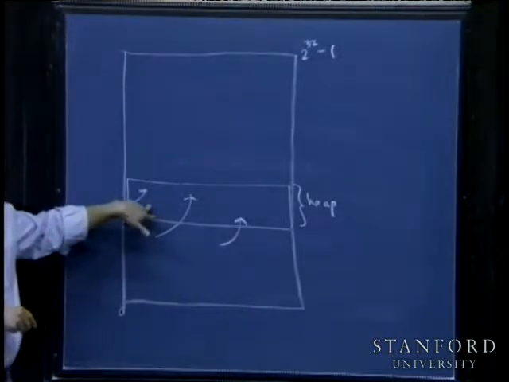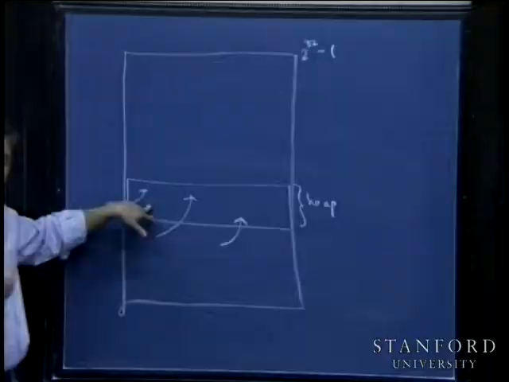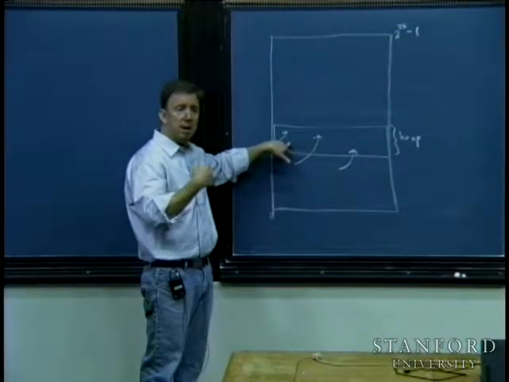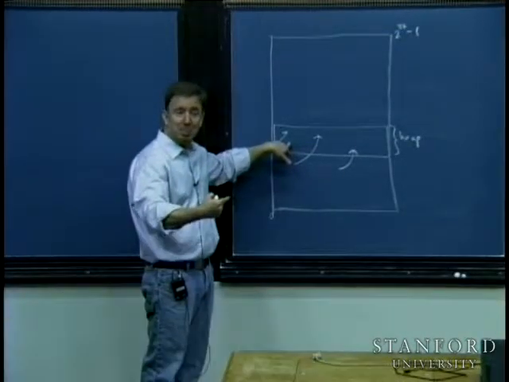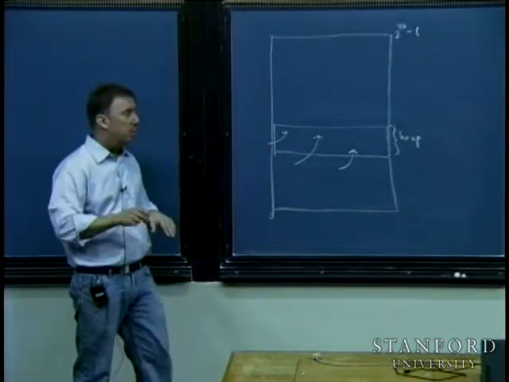Because this is managed by software, malloc, free, and realloc, the person implementing that can use whatever heuristics they want to make it run as quickly and efficiently and obviously as correctly as possible. And so we're going to talk about some of those heuristics and how that works.